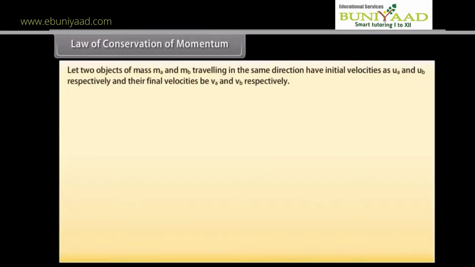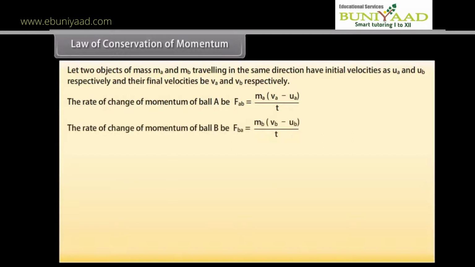Let two objects of mass mA and mB traveling in the same direction have initial velocities uA and uB respectively, and their final velocities be vA and vB respectively. The rate of change of momentum of ball A, FAB, is equal to mA into (vA minus uA) upon t. The rate of change of momentum of ball B, FBA, is equal to mB into (vB minus uB) upon t.